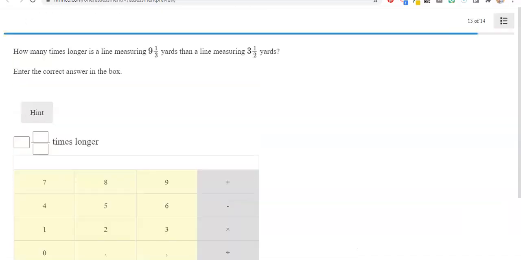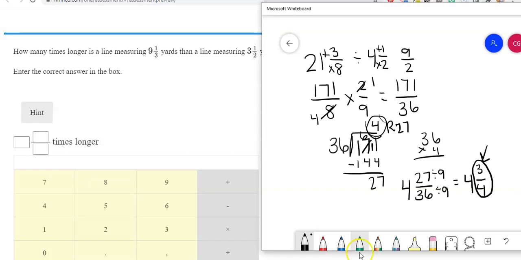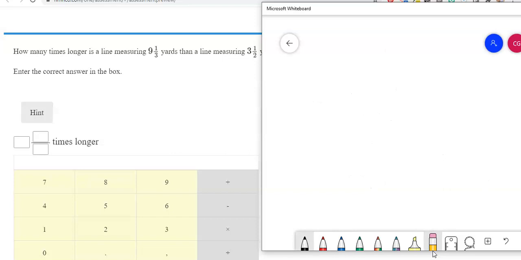Number 13. How many times longer is a line measuring 9 1/3 yards than a line measuring 3.5 yards? So we're going to divide these so we can figure out that answer. So I have 9 1/3 divided by 3.5. These are mixed numbers, so I need to change them to a proper fraction. So 9 times 3 is 27, plus 1 is 28.